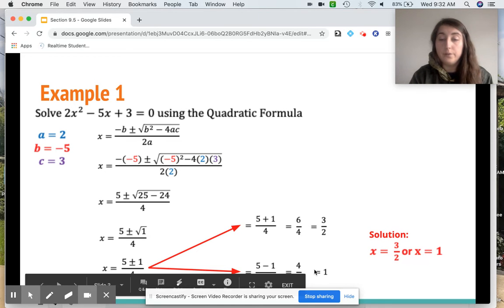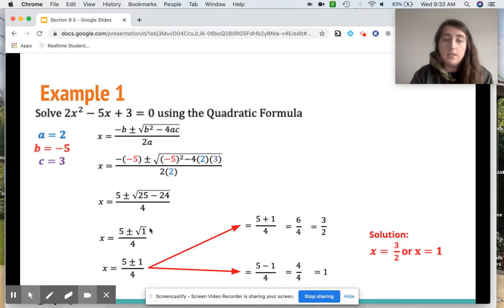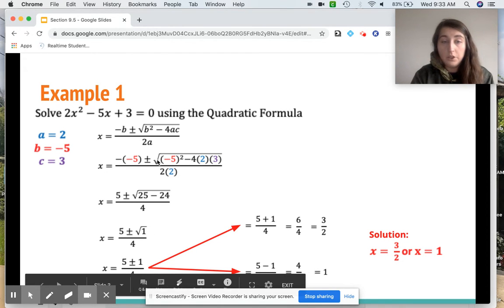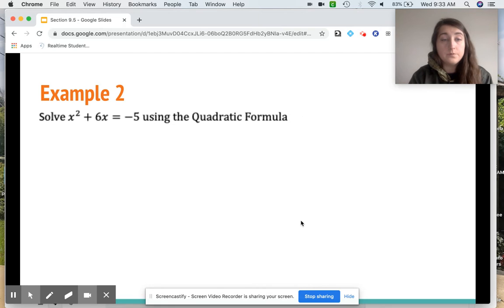And then 4 over 4, you can reduce to 1. So your two solutions are x equals 3 over 2 or x equals 1. So what you want to do is just plug the numbers in, and it's fairly simple. It might look confusing, might look like a lot of steps, but it's actually really simple once you get the hang of it. Let's look at example 2.